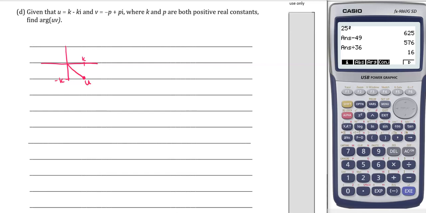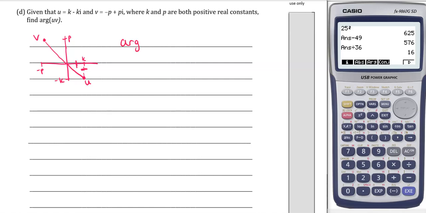And then similarly for v, we've got minus p and p. So it's going to be negative p in the real direction and positive p in the imaginary. So it's going to look something like this. So p and negative p. So v is over here. Now what we know about that, because if we drew this triangle, that side is the same as that side.